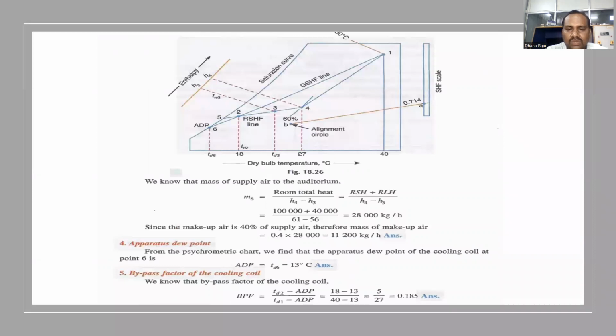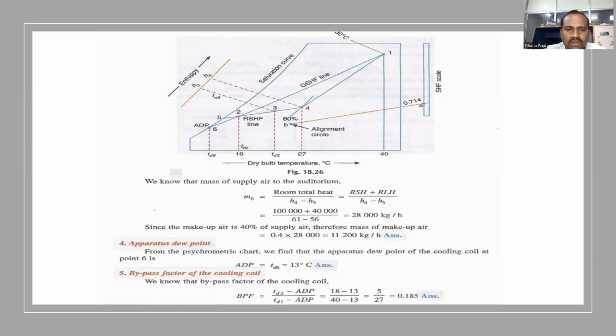Now the amount of makeup air. For that, we need to use some relation. Total mass of air supplied is given as room total heat divided by the enthalpy difference of H4 minus H3. So we will get 28,000. But only 40% is makeup air, so 0.4 times 28,000 gives 11,200.